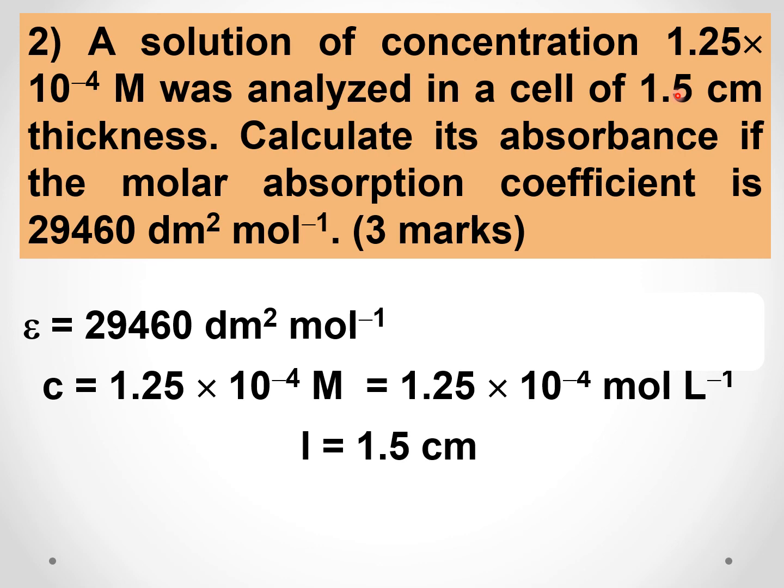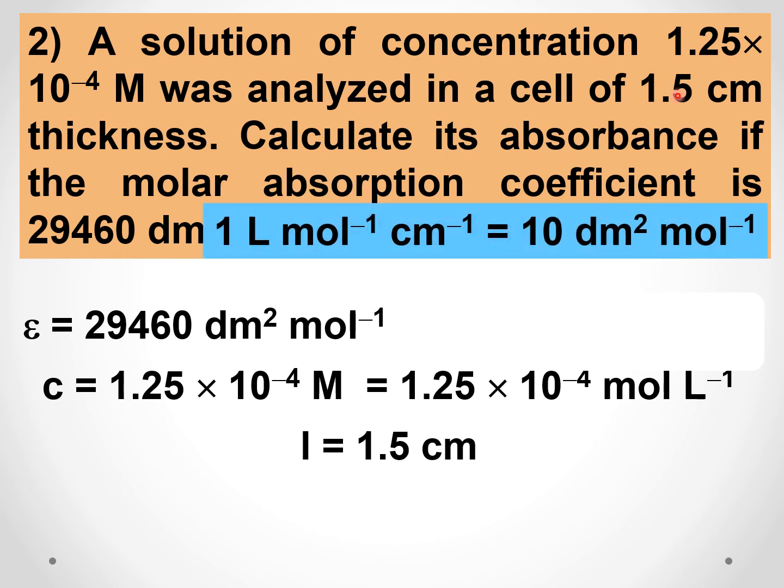What is the formula that you can use? So here, this is a conversion factor. Now you have this in dm² mol⁻¹. This is mole per liter. This is in centimeter. So the units are not matching. So what you have to do? You have to convert dm² mol⁻¹ to liter mol⁻¹ cm⁻¹. Then all the units will get cancelled and you will get the final answer.